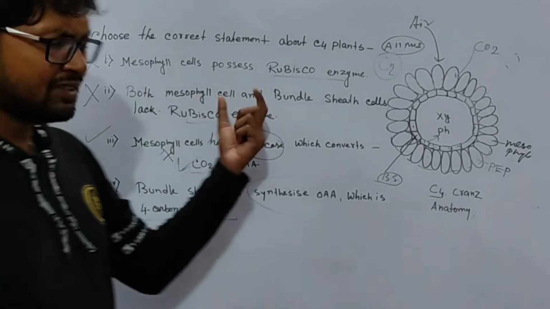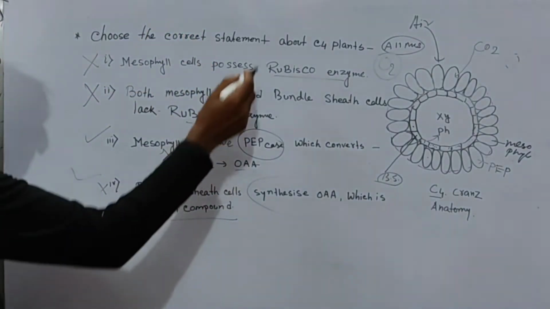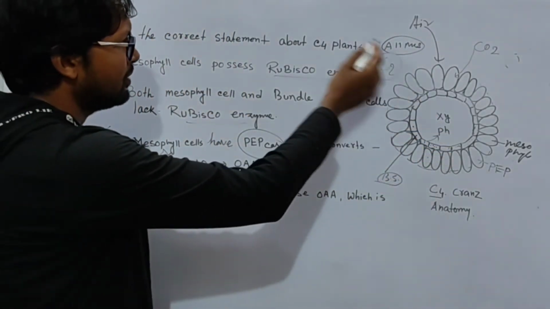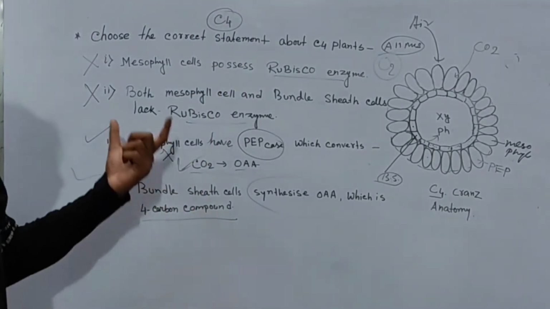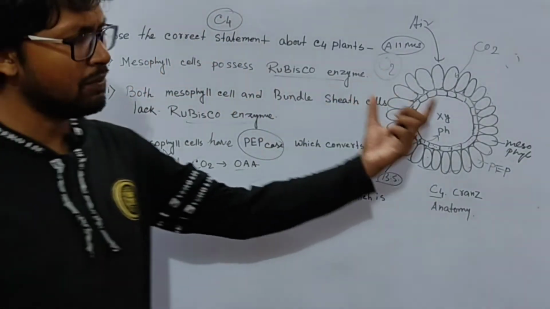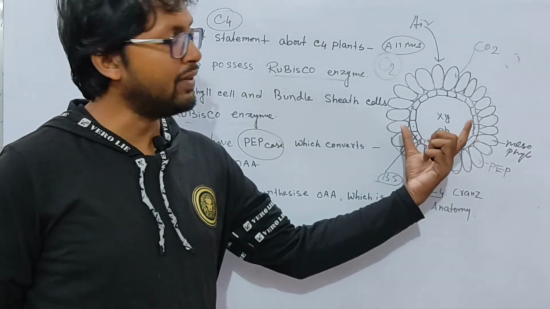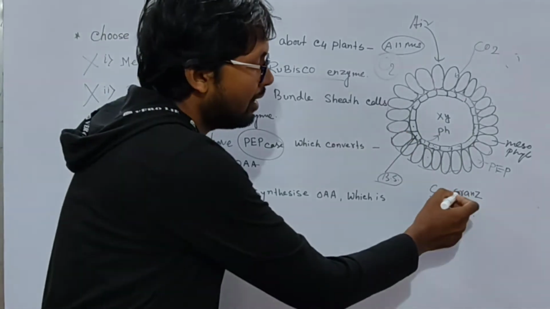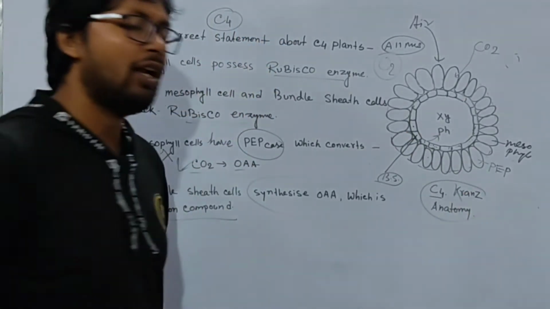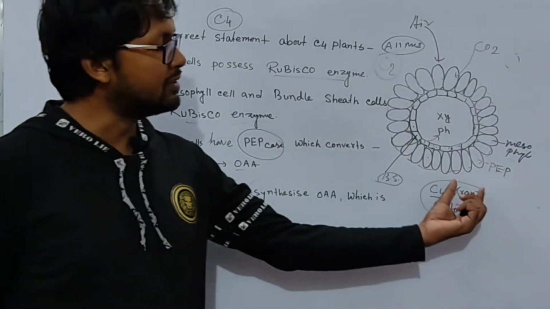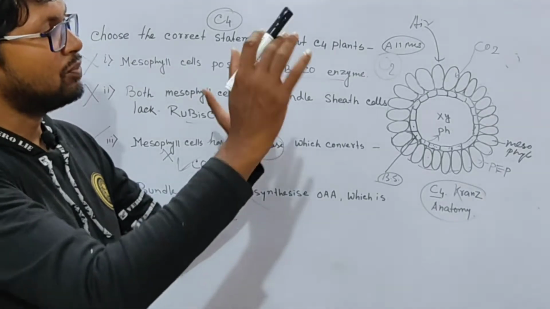I just wrote it because you have to understand each and everything. So this is the overall structure of the C4 plant during photosynthesis. C4 plants use this mechanism. This is called Kranz anatomy, the wreath of flowers. Kranz is spelled K-R-A-N-Z. Kranz anatomy. The term Kranz means the wreath of flowers, a bouquet of flowers.